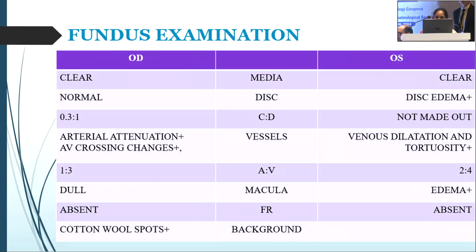Fundus examination: in the right eye, media is clear, disc is normal, cup disc ratio 0.3:1, vessels show arterial attenuation and AV crossing changes. AV ratio 1:3, macula is dull, foveal reflex is absent, and in the background cortical spots are present.